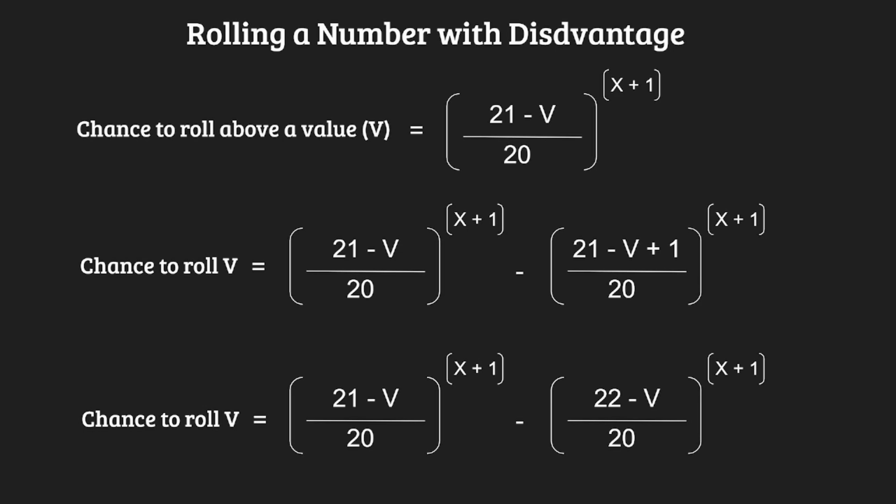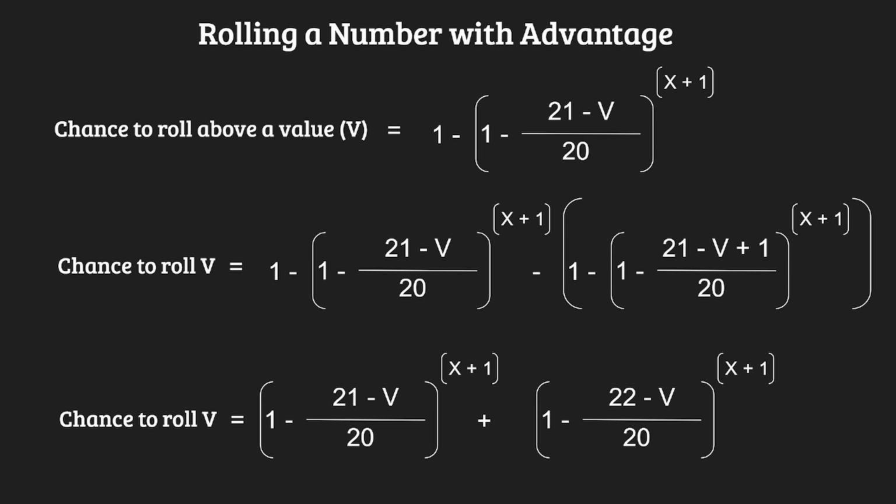And we can apply the same logic for our chance to roll above that, right? We can kind of change the math here, and we can see in the second part, I'm saying 21 minus v plus 1. I'm just going to add that plus 1 to the 21, and I'm just going to write it as 22 minus v, right? Okay. So with advantage, there's this chance to roll above a value v, which is 1 minus 21 minus v over 20 to the power of x plus 1, right?